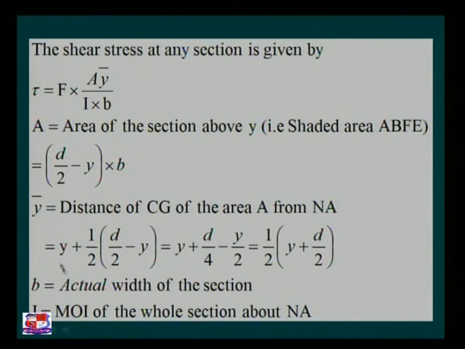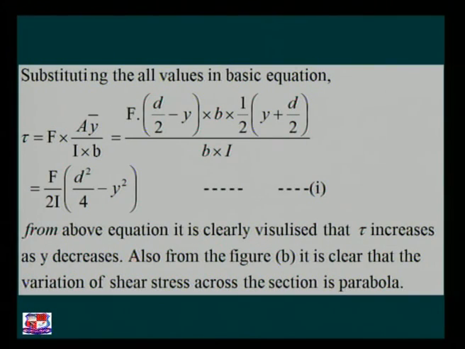So if we are simplifying this bracket, it is equal to y plus D by 4 minus y by 2. Y minus y by 2 is nothing but, once again, plus y by 2, and if we take 1/2 as common, then we achieve half of bracket y plus D by 2. B is nothing but the actual width of the section that is given to us, and I is the moment of inertia of the whole section about the neutral axis, and you know very well that I is BD cube by 12, because the rectangular section has been given to us.